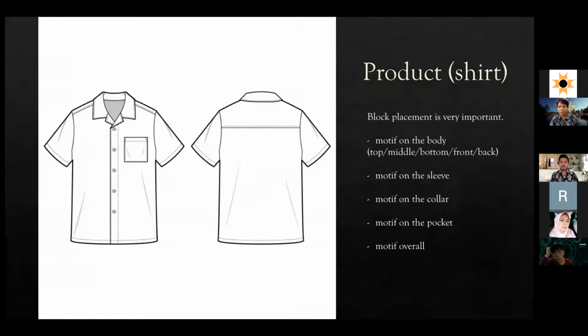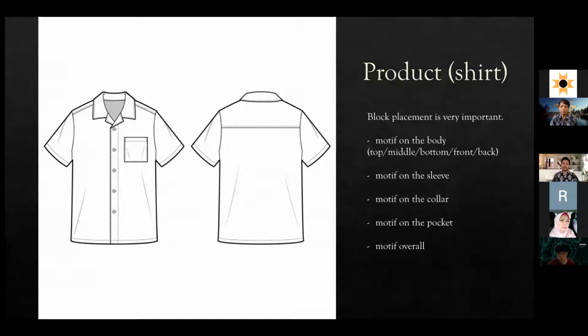And then whether it's top, middle, bottom part, whether it's full front or full in the back, you have to determine that. And then whether it's motif on the sleeve, motif on the collar. If you have a pocket, then you want to create motif on the pocket itself or motif overall. I don't put the pocket here because the pocket is just a small piece, so you can just do it somewhere in the fabric. Some of you might want to create motif that is full overall, and some of you might just want to have it on a little part.